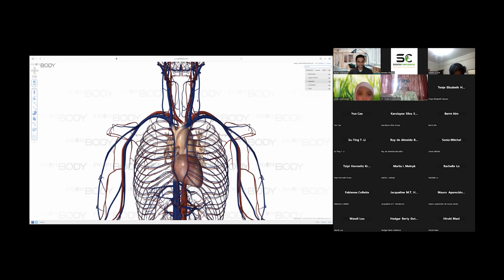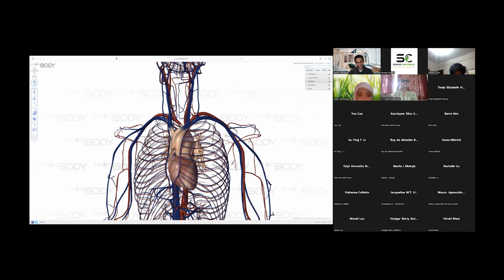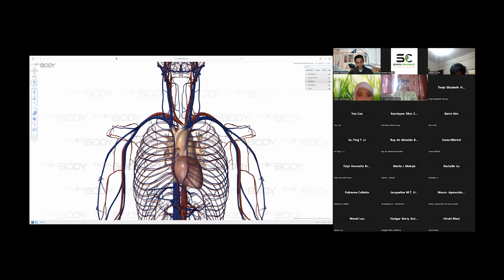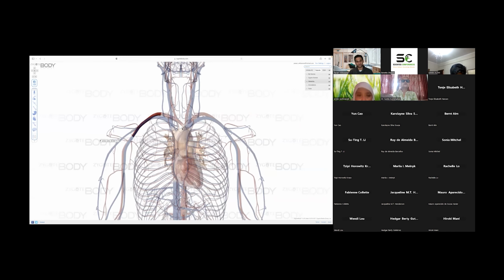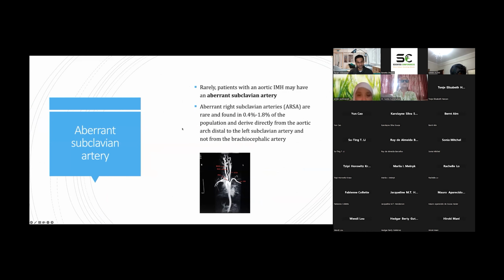Now, what happens in a patient with an aberrant subclavian artery is that instead of the right subclavian artery branching off from the brachiocephalic trunk, it branches directly off from the aortic arch. So that's the variation. It's not harmful, but sometimes when it is combined with an IMH, it can cause problems, as we will see shortly. Now, we can also see a reconstructed image.